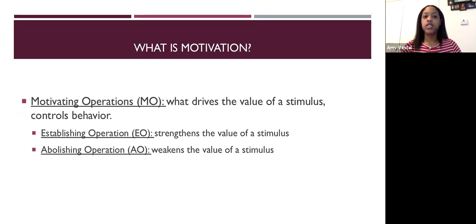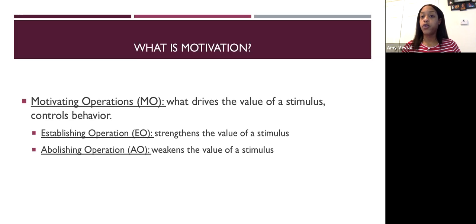We're going to start off with talking about just what is motivation in general. And we know that motivation is basically what drives the value of a stimulus and controls behavior. What is it that drives us to do things every day? Those are the things that motivate us, and those things are called motivating operations. When we look at things that are motivating us, we also have to look at the establishing operation and the abolishing operation, because the establishing operation is what's going to strengthen the value of that stimulus, where the abolishing operation is going to be what weakens that value of the stimulus.